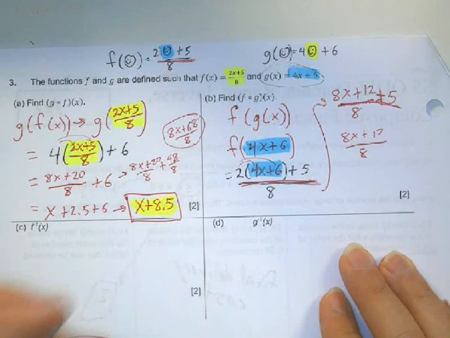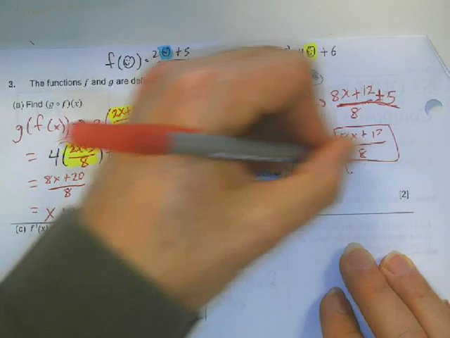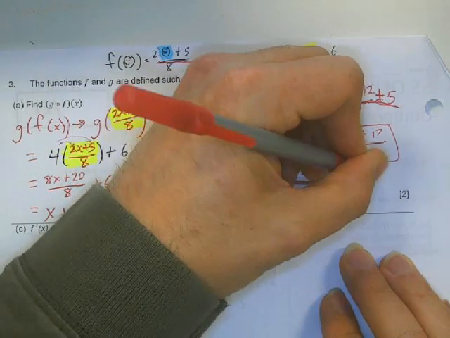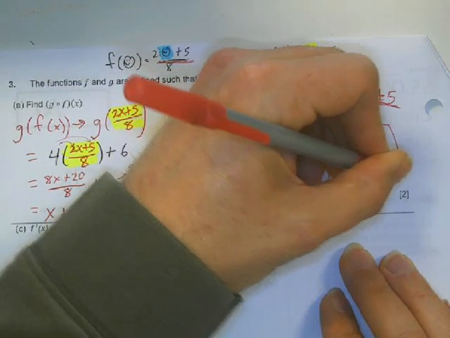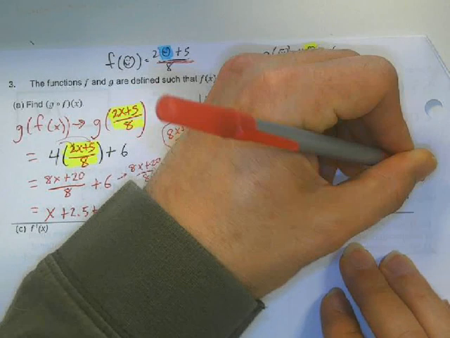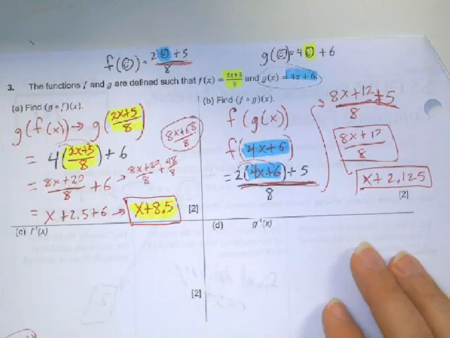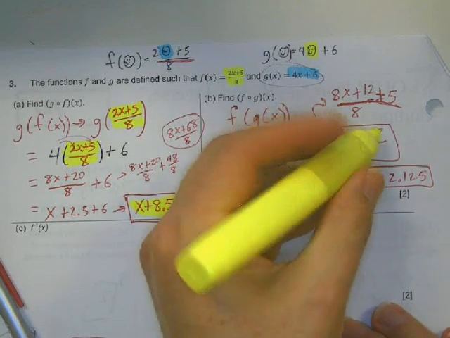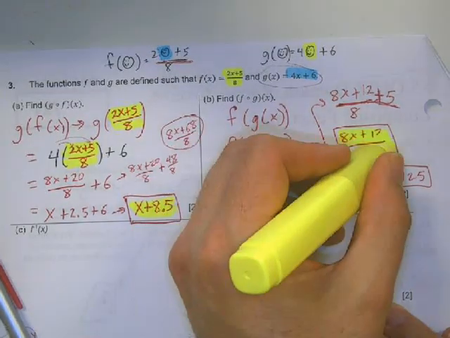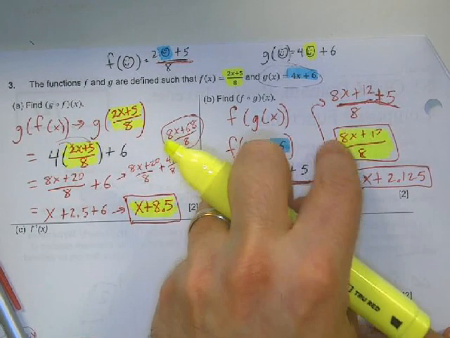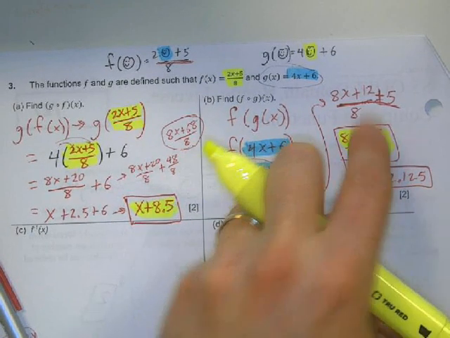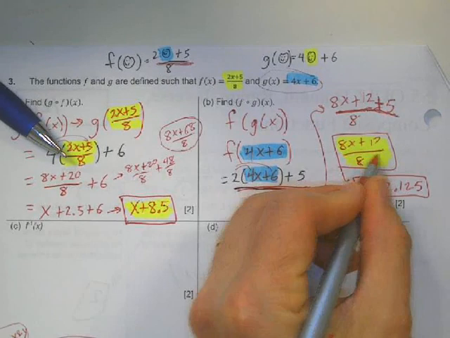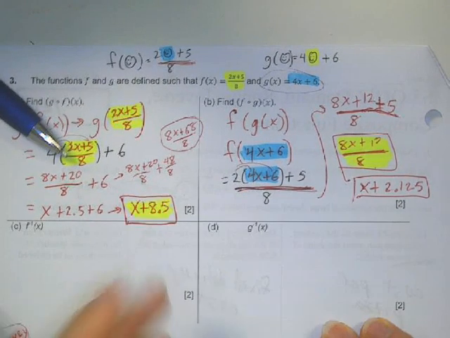That answer is fine. Some people simplified this to 8x plus 2.125. That answer is also correct if I do 17 divided by 8. There were some people who divided 8 on both sides just for this, but then they left the 17. Everything in the numerator is divided by 8, not just the x.